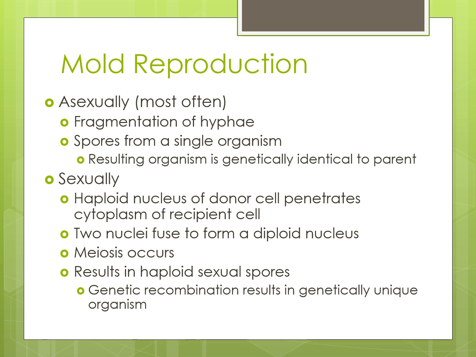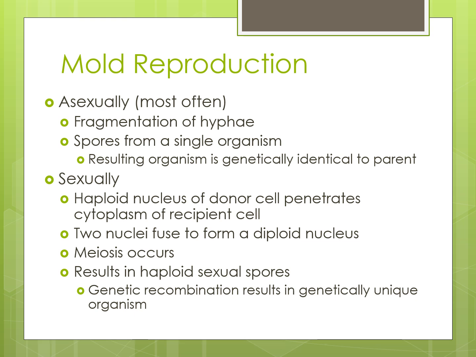Then we have a sexual form of reproduction, where the haploid nucleus of donor cells penetrate the cytoplasm of a recipient cell, and those two nuclei fuse to form a diploid nucleus. Remember that the terms haploid and diploid refer to the amount of DNA within the nucleus. Haploid is half of the set of DNA, and diploid is the full set. So 2 sets, right?